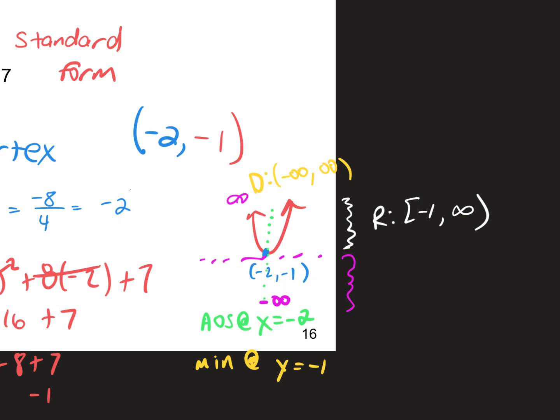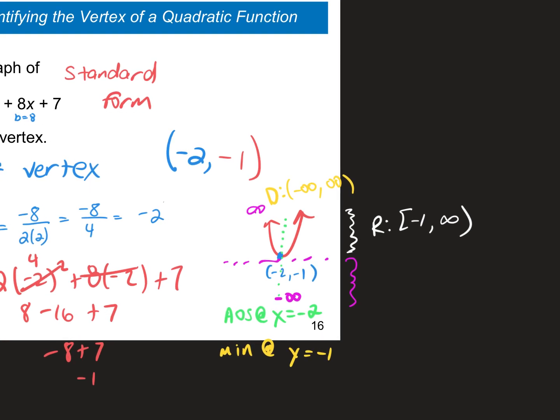To infinity. If you want to think about it this way, if you have a positive parabola, your range is always the y part of the vertex to infinity. If you have a negative parabola, it's always negative infinity to the y part of the vertex every single time. So we just determined so much just by finding the vertex.